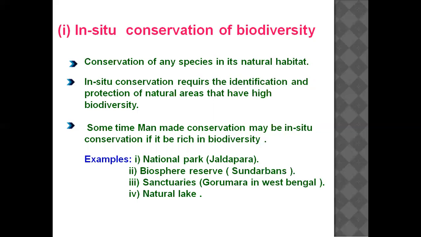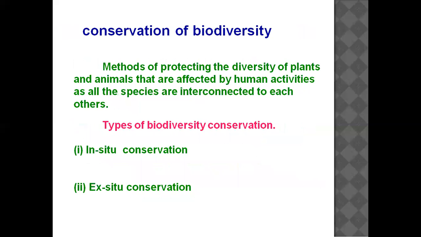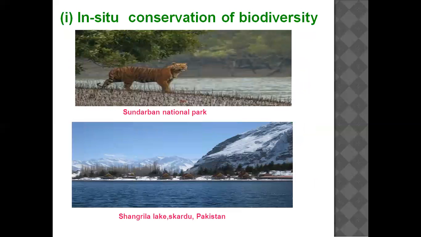In situ conservation is not necessarily always natural. It can be artificial also, it can be man-made also. Man-made places which are very rich in biodiversity can also be used for in situ conservation of biodiversity. Examples of in situ conservation are national parks, biosphere reserves, sanctuaries, and national natural lakes. These are some of the examples of in situ conservation.